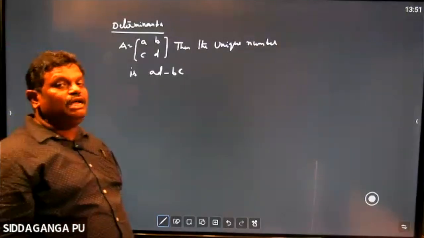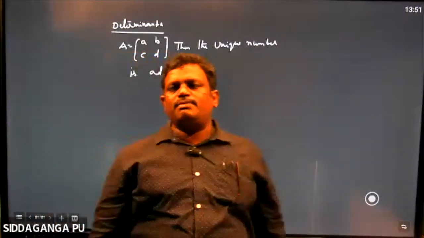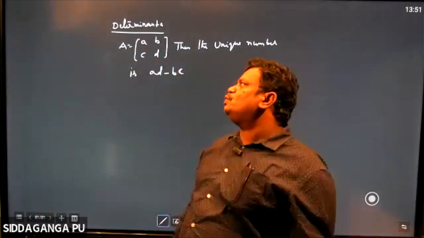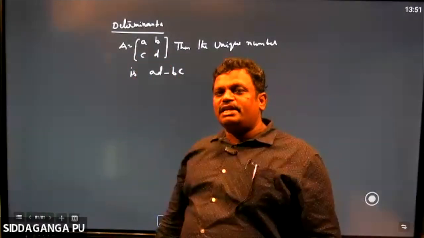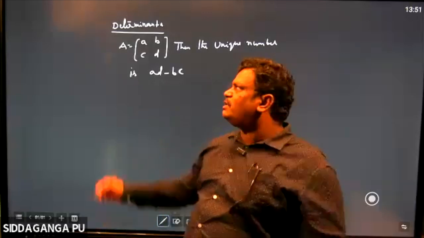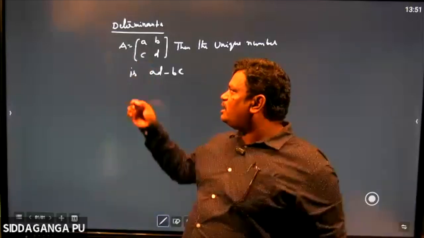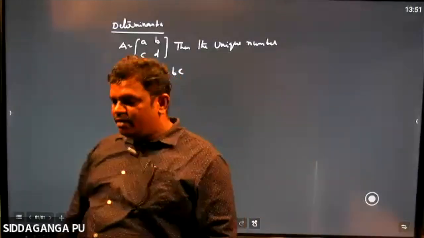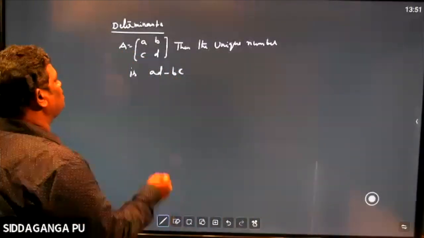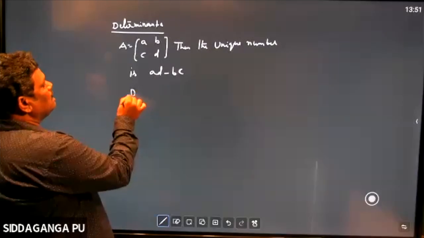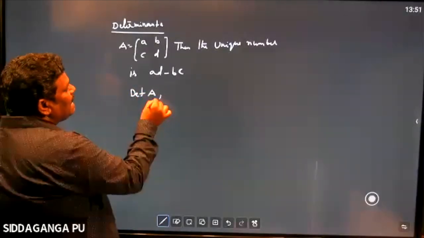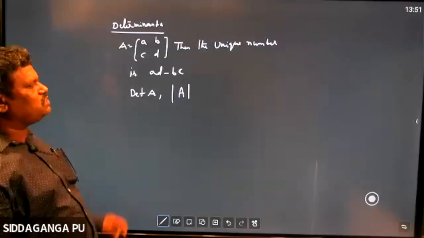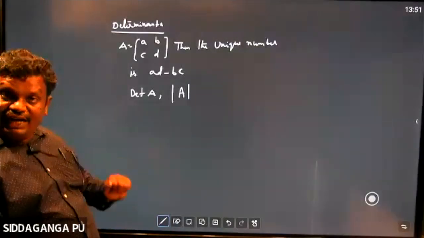So that's why I told you that a determinant means a number. Each determinant has only one value. Now A is equal to [a b; c d], and the unique number of this matrix, AD minus BC, is called the determinant. How do we denote the determinant? It is denoted with det A, or we can write it in modulus form, and we pronounce it as determinant of A or det A.